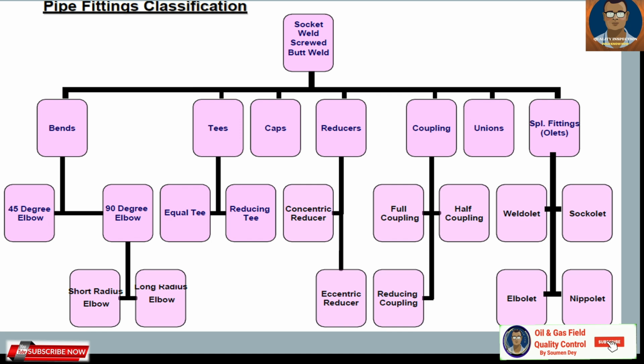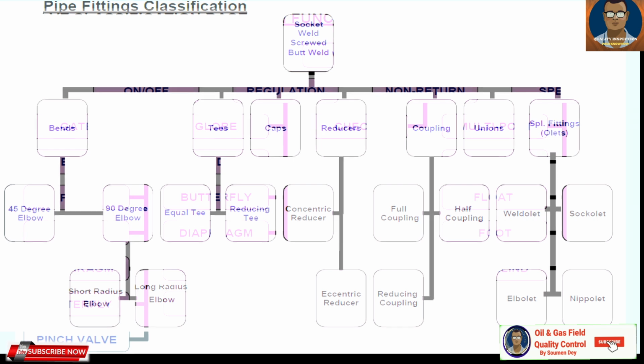Couplings can be full coupling, half coupling, and reduced coupling. Couplings are generally threaded, or they can be socket welded also. There are special fittings like outlets. It can be a weldolet if it is a butt weld end, a socketolet if it is a socket weld end, elbowlet, and nipolet. Nipolet is a nipple, and there will be an outlet of welding.